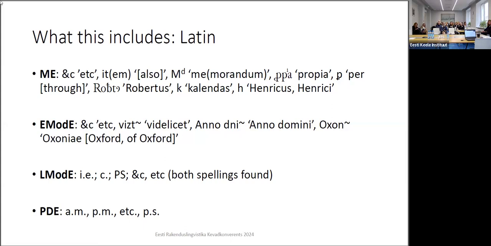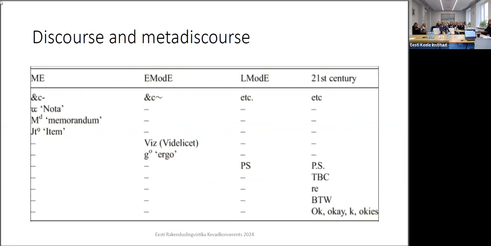And then with WhatsApp, people discuss meeting somewhere at a certain time, so AM and PM will be used a lot. So we have the category discursive and metadiscursive. The only thing found in every single period is etc., so it's somewhat frequent in all of the periods. Then there were other Latin ones like nota, memorandum, item, which do not carry over from Middle English to later ones. Viz we didn't have in the earlier period, but it definitely exists. But in the early modern period we had things like GO for ergo, and PS is also definitely attested earlier, but we didn't have it in our corpora.